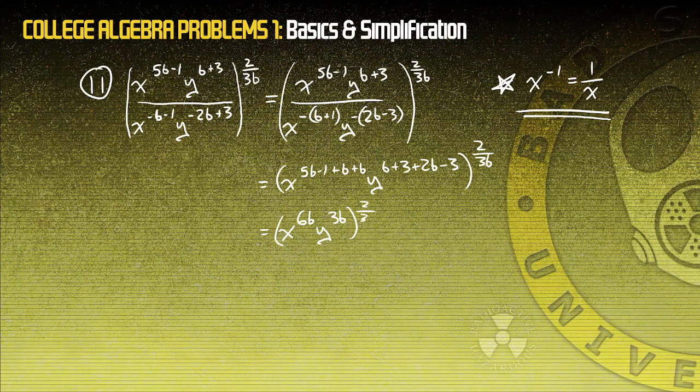And then what you want to do here is distribute your exponent to the inner terms. So you have x to the 6b times 2 over 3b, and then y to the 3b times 2 over 3b. So that just leaves you with x to the fourth times y squared.